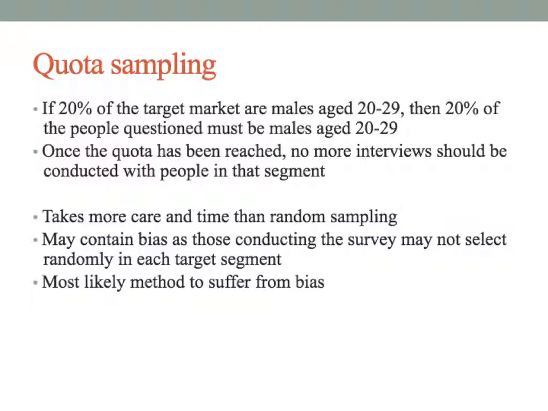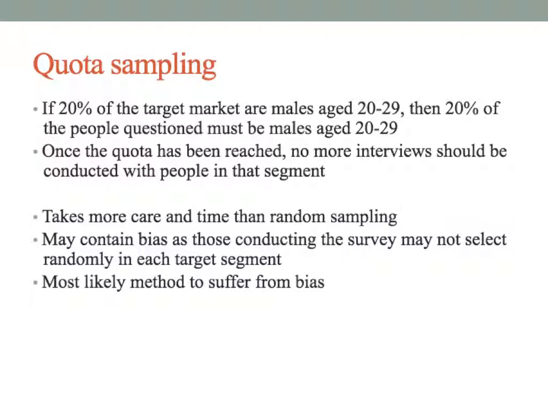Quota sampling is much more targeted. So here's an example to start us off. If 20% of the target market are males aged 20 to 29, then 20% of the people answering your surveys should be males aged 20 to 29. So there's a bit more thought here, and actually the value of the answers that you get should be much more significant. However, what are some of the downsides?